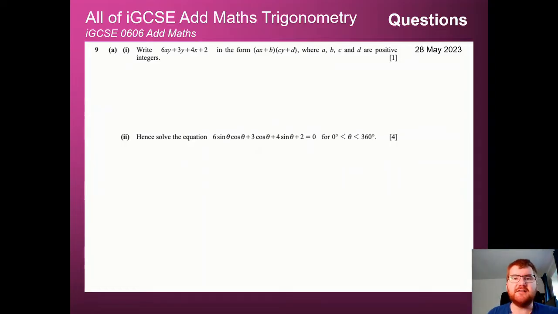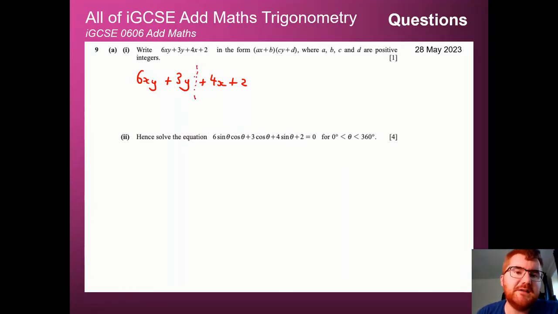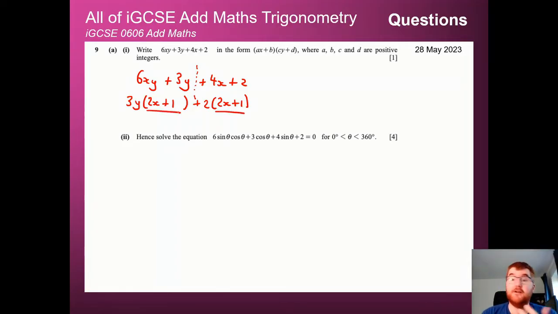Okay, and on to our next question here. First of all, we need to factorize this: 6xy plus 3y plus 4x plus 2. Generally I take the splitting the term approach here, so I divide it down the middle. I take out the common factor here, which in this case is 3y in both. And then what do I do to 3y to get to 6xy? Well, 2x. What do I do to 3y to get to 3y? Plus 1. And then here, take out a factor of 2. And notice we get exactly the same factor in both brackets. It's been set up in that very nice way here.